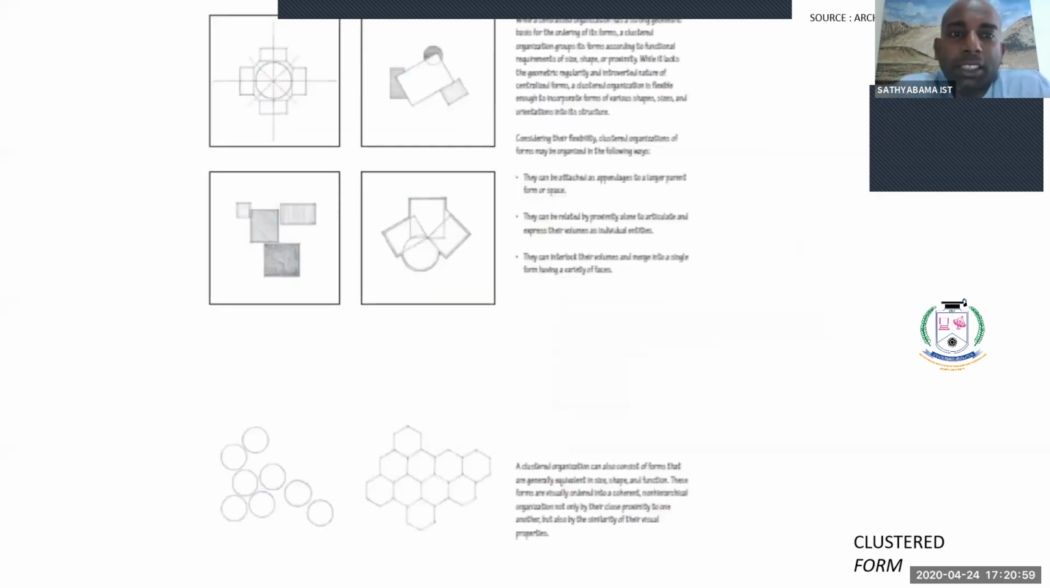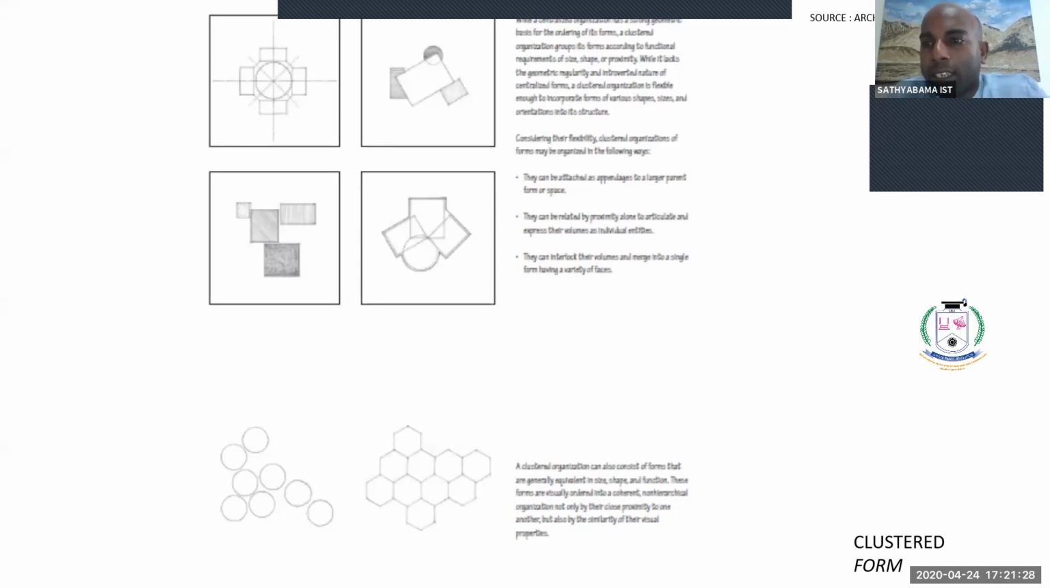Right. The next is clustered form. So first, let's try and differentiate what a clustered form is as against a centralized form, right? So centralized form is highly organized. It's highly geometric. You have a central form that anchors the composition. And for it to be identifiable, it has to have a very organized layout. So it's not extremely dexterous, or it's not very easily maneuverable.